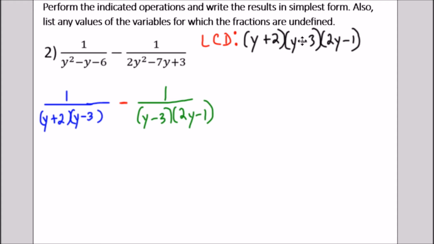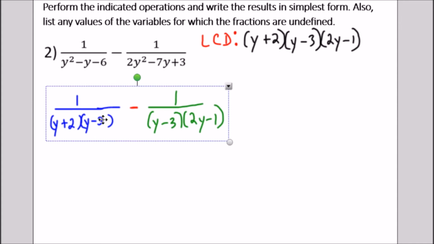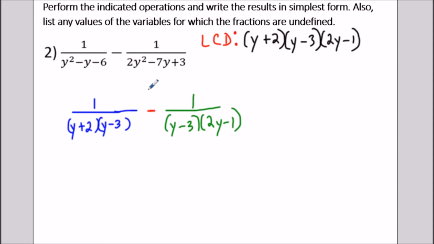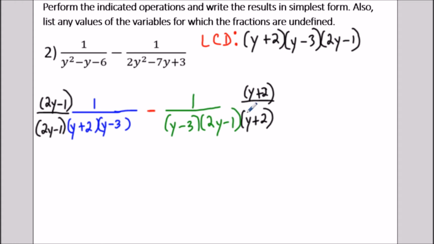So then what we need to do in order to be able to simplify this is multiply each fraction by the missing factor. So you see how here we have y plus 2 and y minus 3, but 2y minus 1 is missing. So for the first fraction, we're just going to write in 2y minus 1 on bottom, and we're going to write the same thing on top. So we got 2y minus 1 on top. Now for the second fraction, the missing factor is y plus 2. So we're going to write a y plus 2 on bottom, and then we're going to write the same thing on top. So we're going to be multiplying them by different things, but it's based on what's missing.